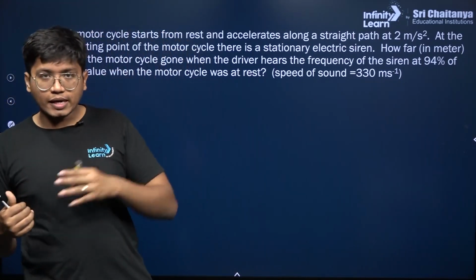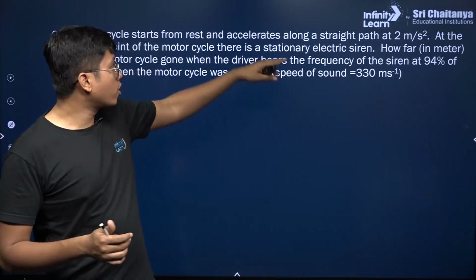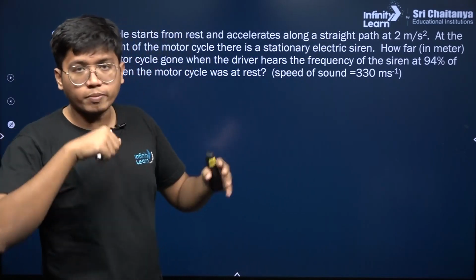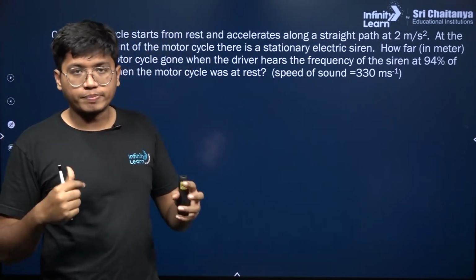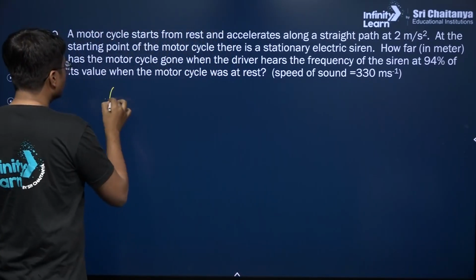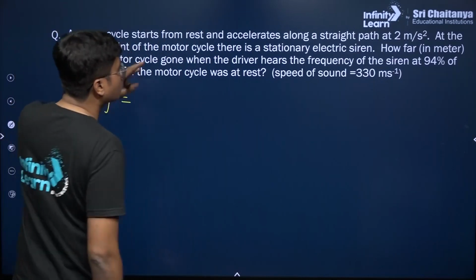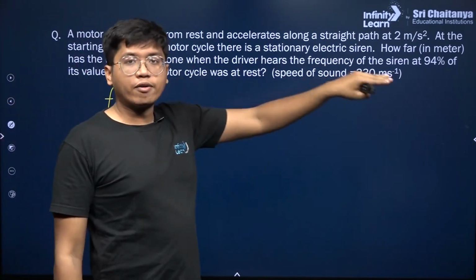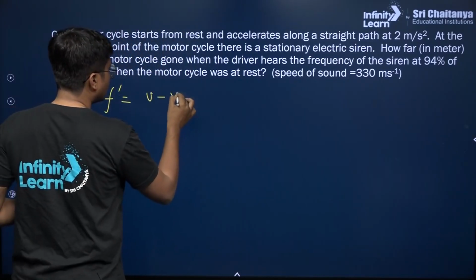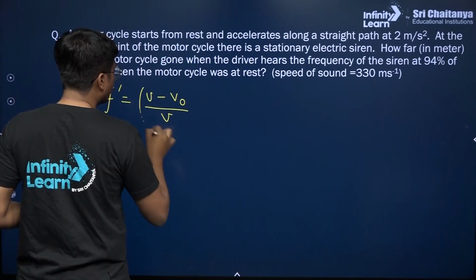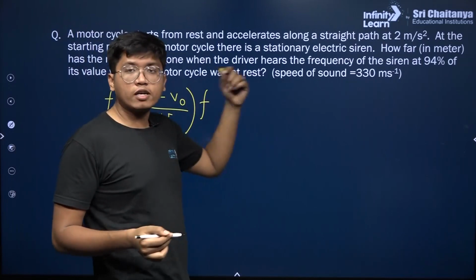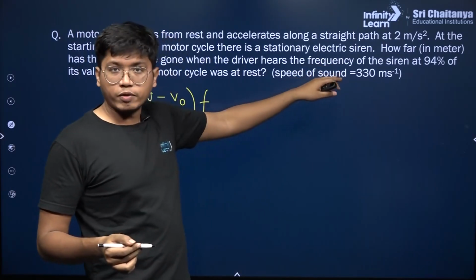As the motorcyclist goes, his velocity is increasing because he's accelerating. And as his velocity increases, there's going to be the Doppler effect, which means he's going to hear a lower frequency. So we know the relation for the Doppler effect, it's given by f dash is equal to, now this is an observer moving away and the source is stationary, so the relation would be (V minus VO) divided by V into F, the original frequency. VO is the speed of the observer at the moment which we are dealing with.